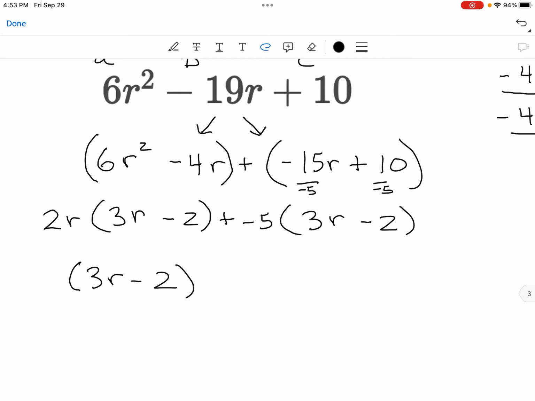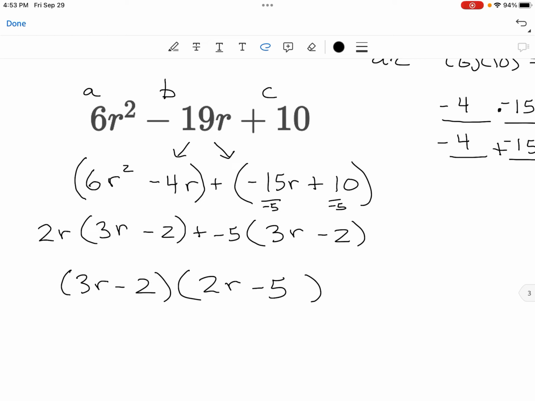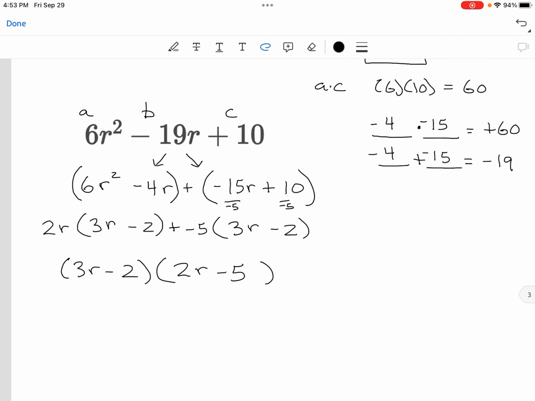3R minus 2. And then write everything that's left over. All right, so this guy's gone, this guy's gone. They've both been factored out up to here. So that's going to leave us the 2R minus 5. Again, just to keep things not looking messy, 2R minus 5. And again, you can FOIL that up, or you can do the box method just to make sure that it does work, that when you multiply this, it should give you back that product. But just mentally, I'm checking it, and it looks good.